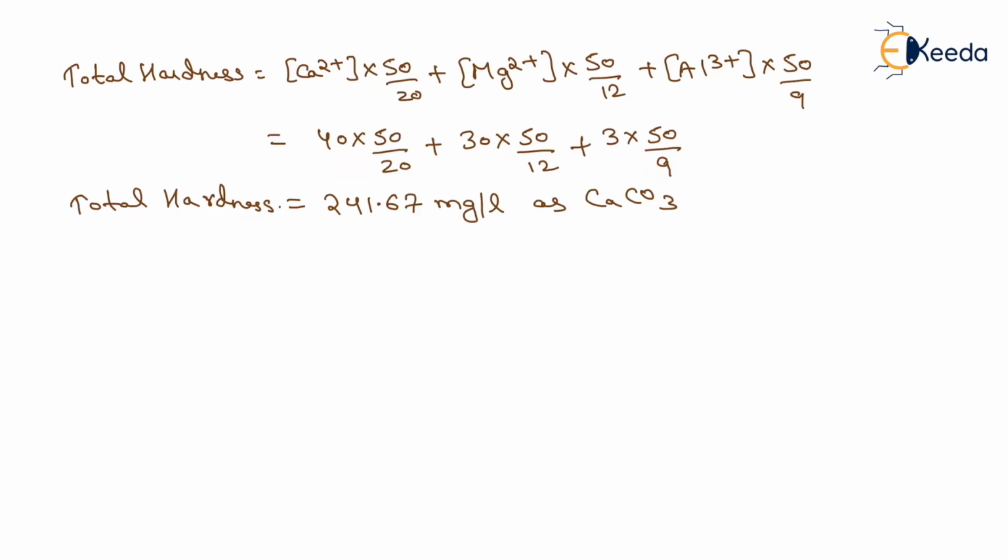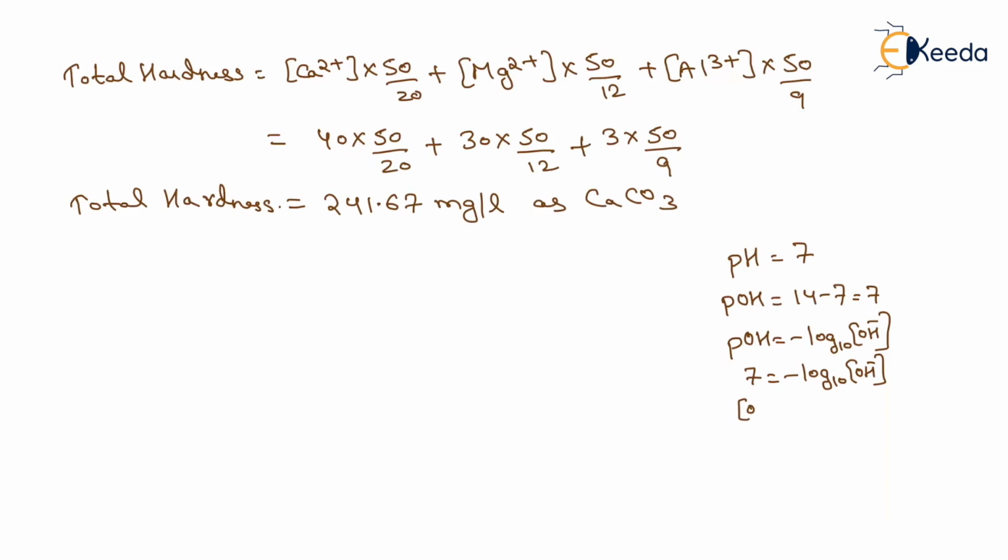But for the OH- concentration, in the question pH is given as 7. If pH is equal to 7, we can determine the pOH value, which will be 14 minus 7, so it will be equal to 7. Now we know the formula of pOH, which is minus log with base 10 of the concentration of OH- ion. From this formula we put the value of pOH as 7, and the concentration of OH- ion comes out as 10 to the power minus 7 moles per liter. Now we know the concentration of OH- in moles per liter.